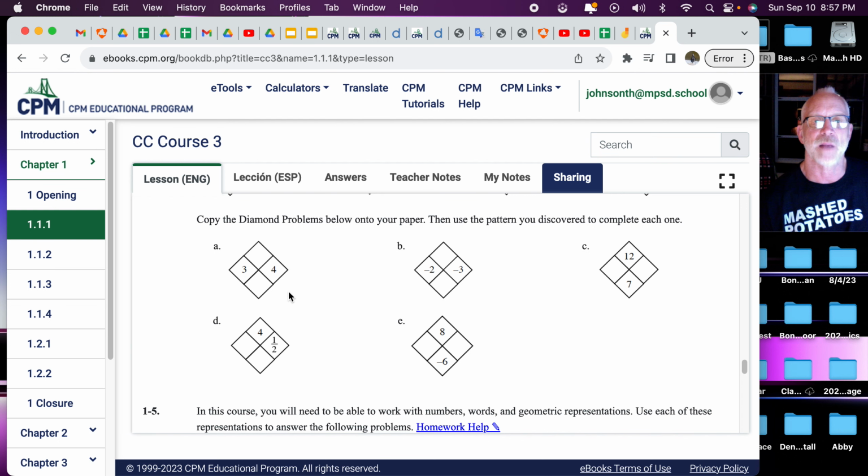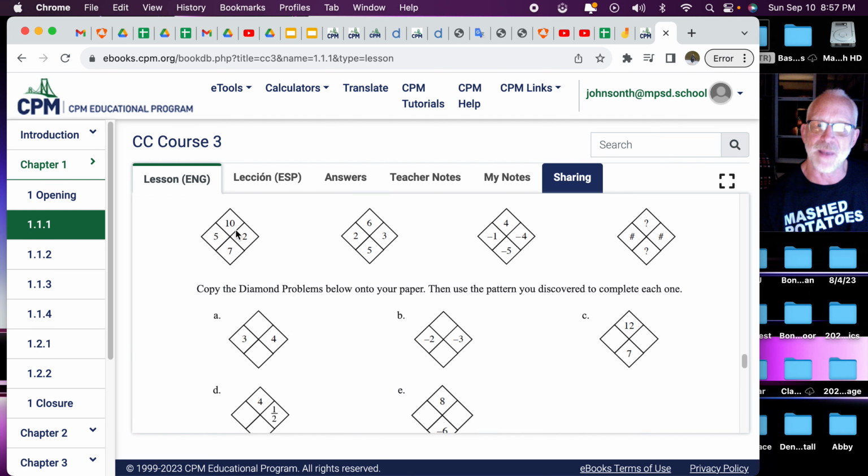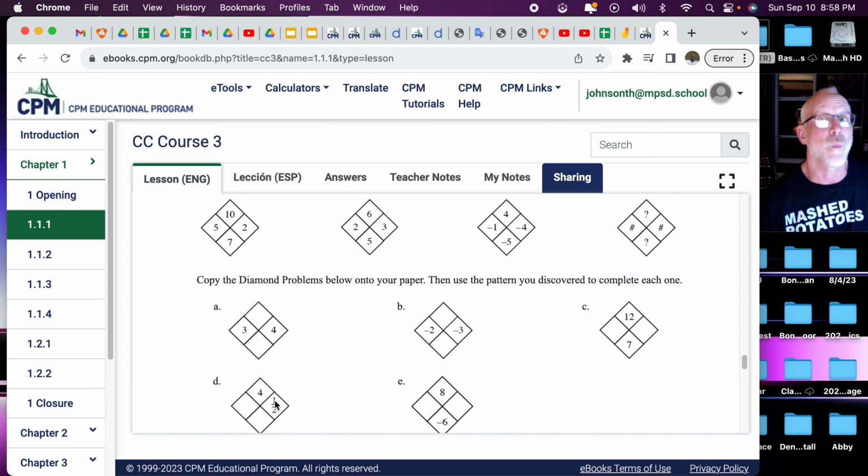Copy the diamond problem below. If you use the same pattern as this, and you started with 3 and 4, what number would be here? What number there? If you started with -2, -3, what number? If you finished with 7 and 12, what are the starting numbers? If you knew one starting number and one finishing number, what's the other starting number? What's the other finishing number? And if you have 2 finishing numbers, what are the starting numbers?